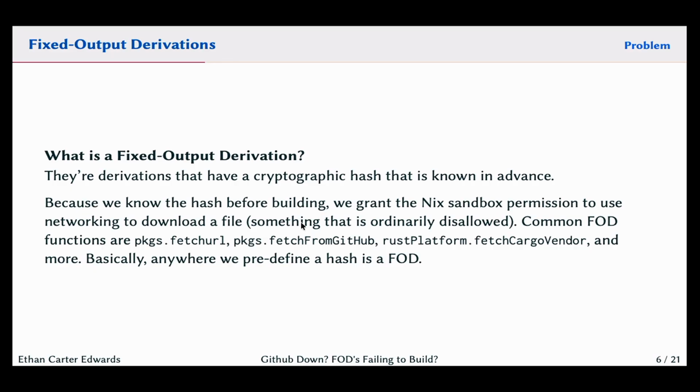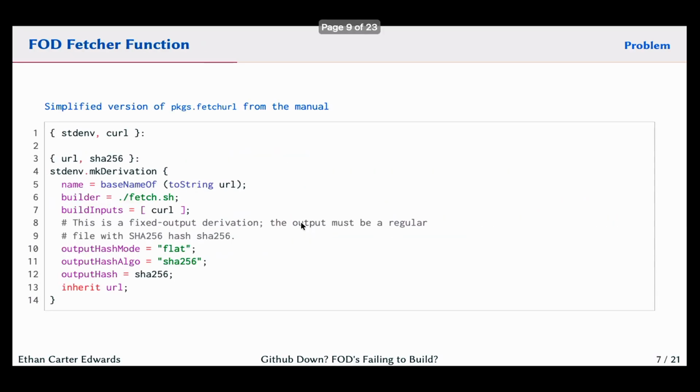Common sets of functions that produce fixed output derivations are like fetchurl, fetchFromGitHub, fetchCargoVendor. There are tons of different fetch functions. I'm sure you use them all the time. They're everywhere in Nixpkgs and in your internal Nix code. But this is the simplified definition of a fetchurl implementation, which is a fixed output derivation fetcher. As you can see here, we're pulling stdenv and curl as our dependencies, and then we're constructing a function that takes our URL and a hash as arguments, and then we're basically just passing the URL and the hash to this derivation creator.